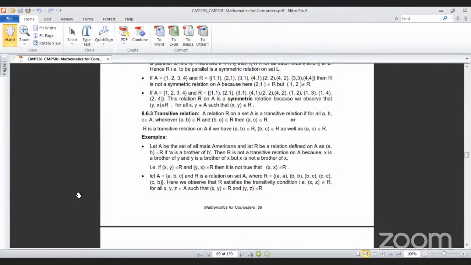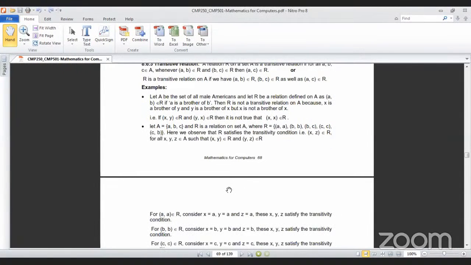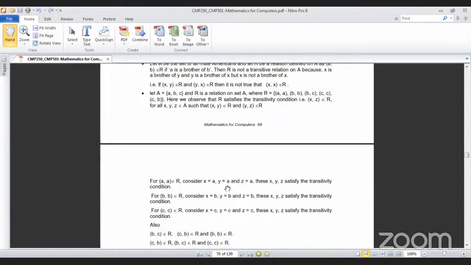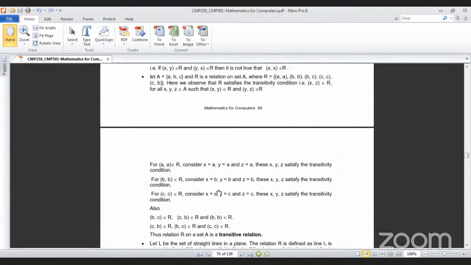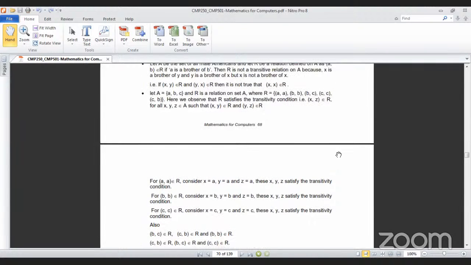Yes or no? Yes, yes, ma'am. But it is missing over there. Yes or no? Yes. So this is not transitive. No, it will be transitive. Why it will be, oh, transitive? Yeah, yeah, that I will see.